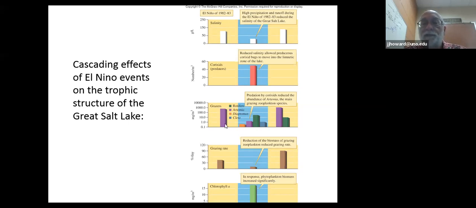Okay, and so here's the normal density of, say, grazers. And Artemia is the most common one. And here you see it's really high when there's lots of salinity, and it's really reduced because these bugs are eating them. Okay, so because the grazers have been eaten, what happens? Well, this is a top-down cascade.